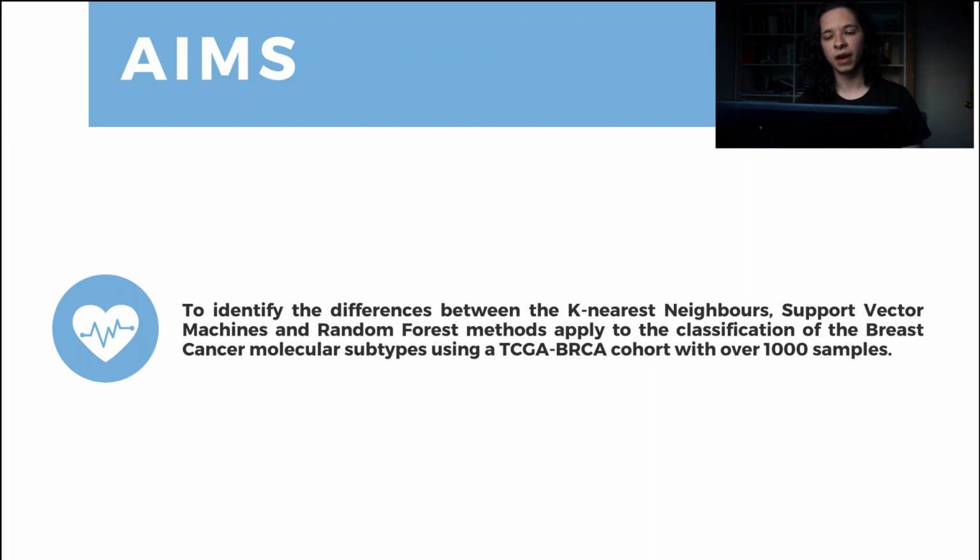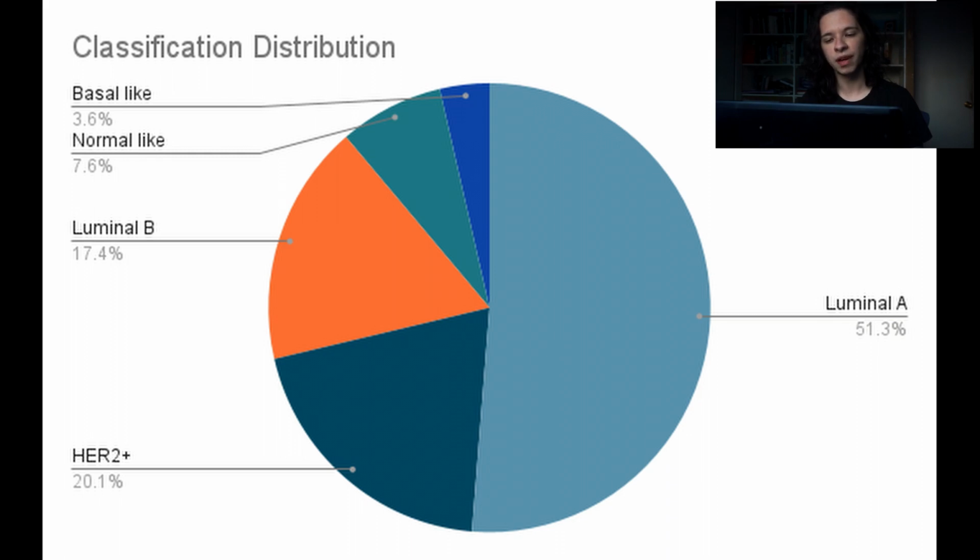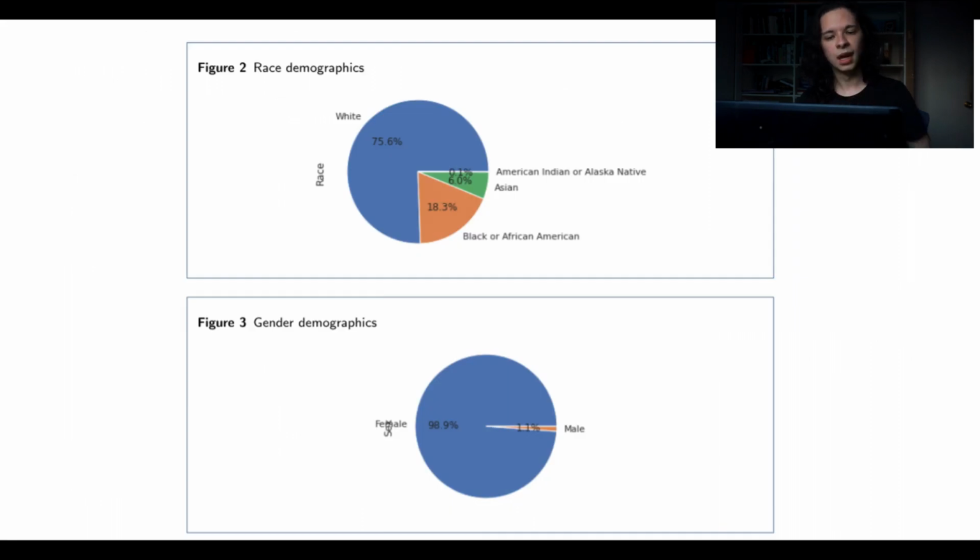Data is publicly available via the National Cancer Institute Data Repository and consists of over 1,000 samples of the gene expression of differently diagnosed breast cancer patients. Out of the 1,021 samples, 524 samples consist of patients with luminal A breast cancer subtype, 255 of patients with HER2+ breast cancer subtype, 178 of patients with luminal B breast cancer subtype, 79 of patients with normal-like breast cancer subtype, and finally 35 of patients with basal-like breast cancer subtype. As can be seen in these graphs, 86.1% of these patients are currently alive and 98.9% of them are women.